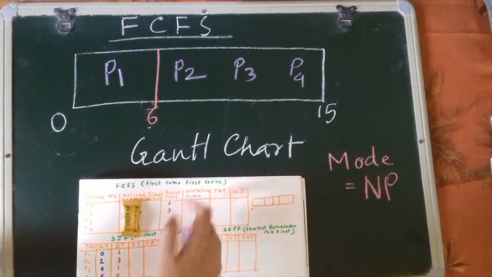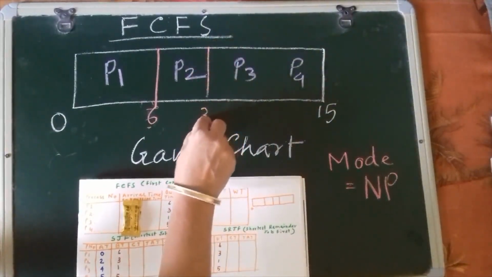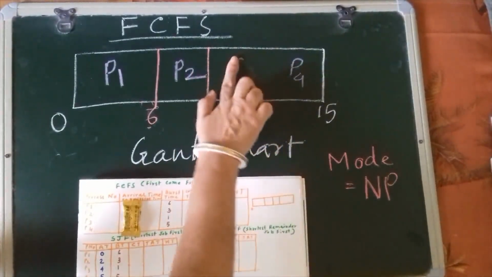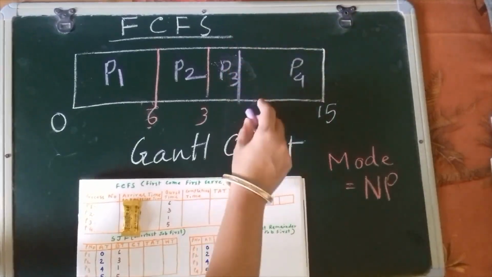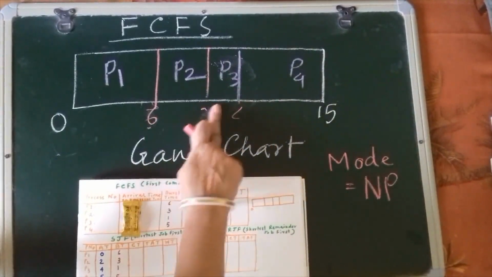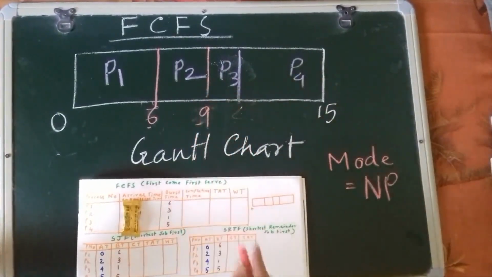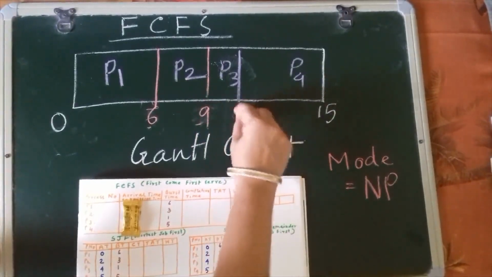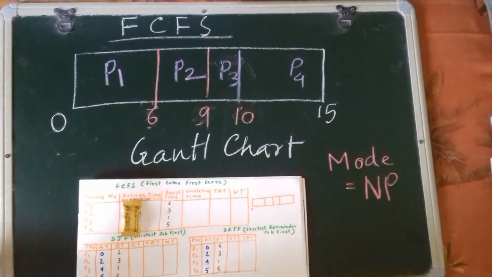So 6 for P1, and for P2 it is how much? For P2 it is 3. For P3, see how I have drawn. P3 is only 1, so it should be a little small, and it is ending at 6 plus 3, so I should write it together as 9. Then this is 10, and P4 is how much? 5. So P4 is 5. So it is 15.